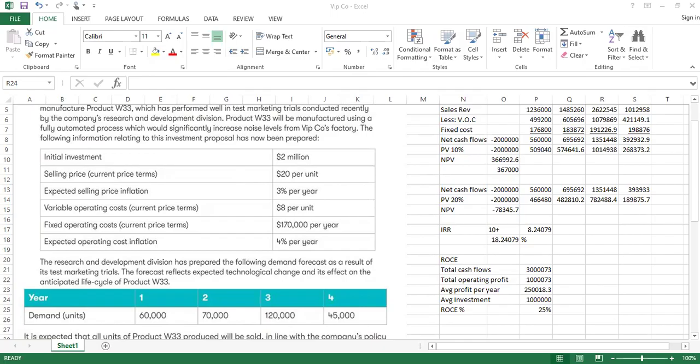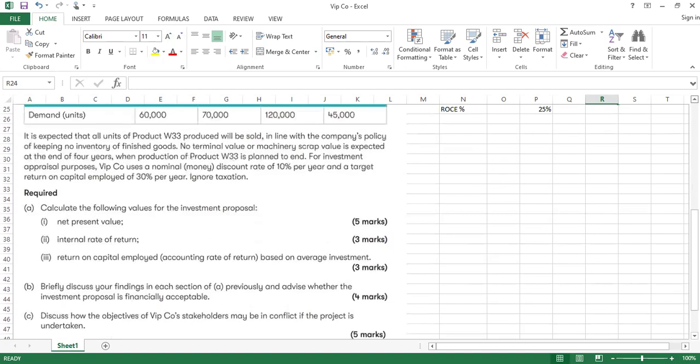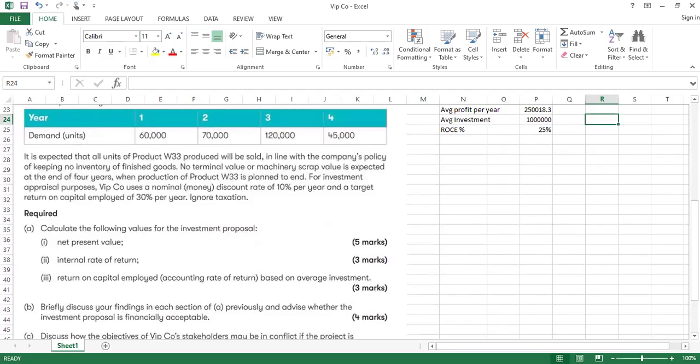Okay. Now we are done with the first part. Briefly discuss your finding in section A previously and advise whether the investment proposal is financially viable or not. We are expected to calculate ROCE 30%, but we have 25%. So if I look at ROCE, we should not invest in this project. But basically, ROCE is not the decision rule. Decision rule is always NPV.